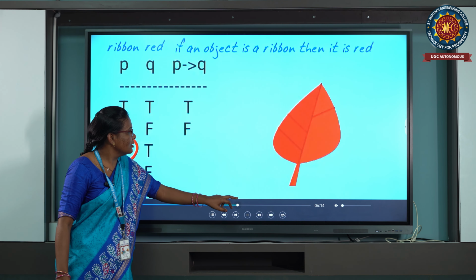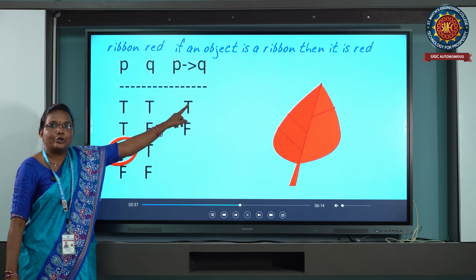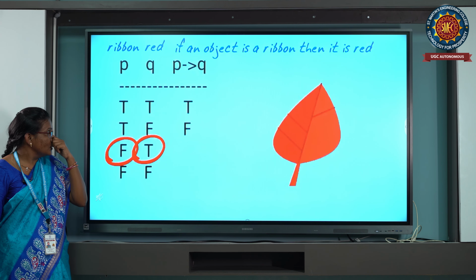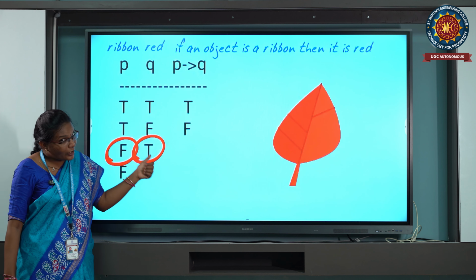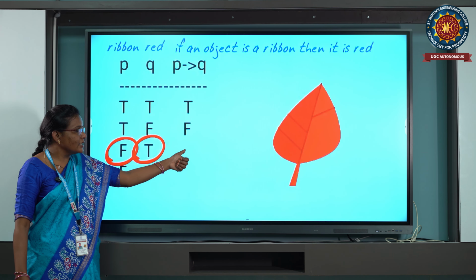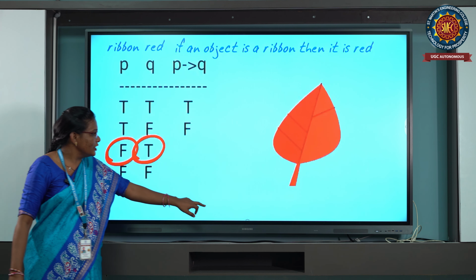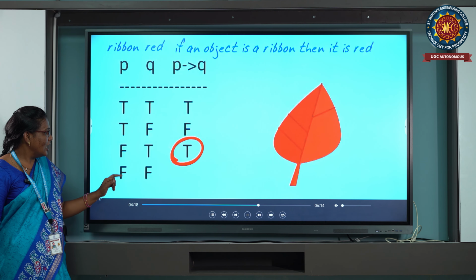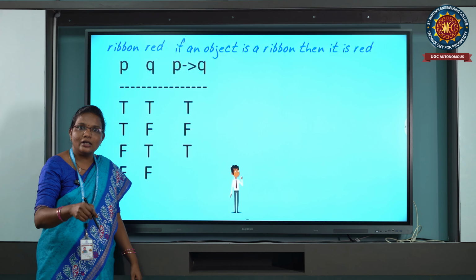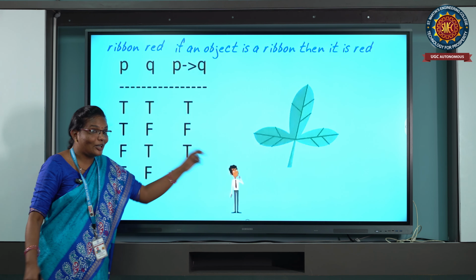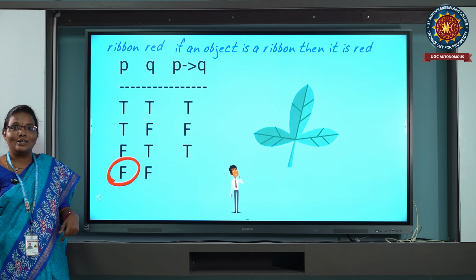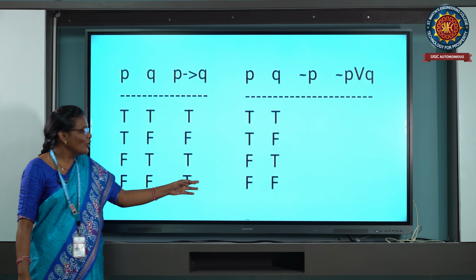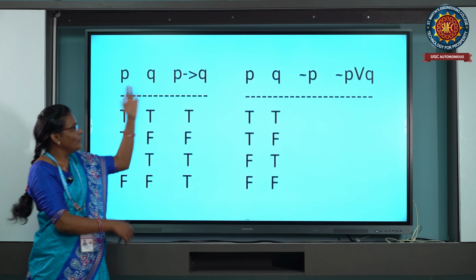See, we need to find this one. First one true, true: we are going to get true. Next, true, false means false according to the implication. Now false, true means wrong question, but you have given the right answer, so you are going to get the true value here. And next, false, false means wrong question, wrong answer. You are going to pass here, even though the question is wrong. This is about the P implication Q.